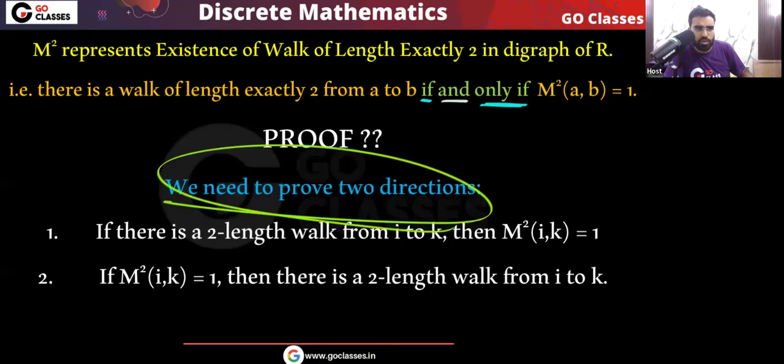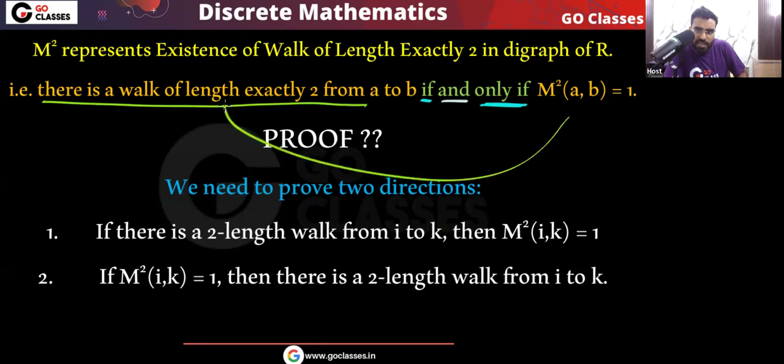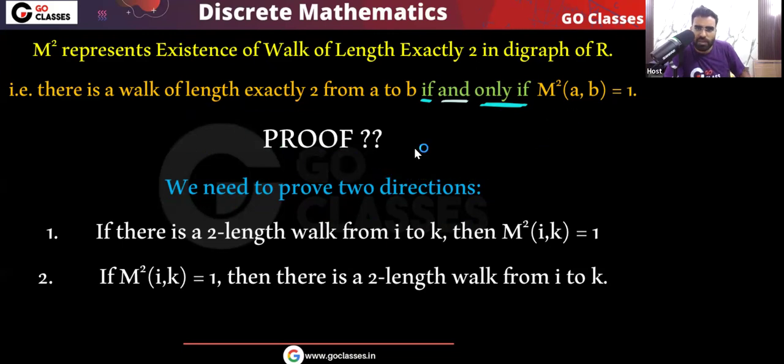You can see we need to prove two directions. The first direction is, if there is a two length walk, then this is given and I need to prove this. Another direction is, if this is given, then I need to prove this. So you can see we need to prove 1 comma 2.